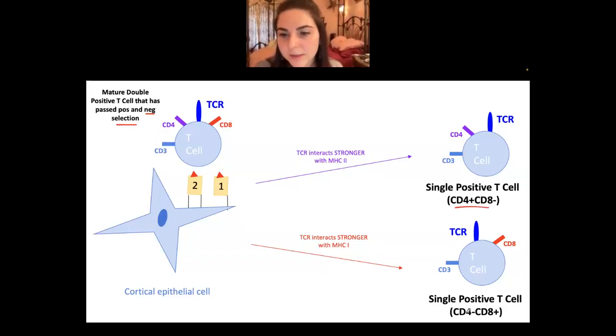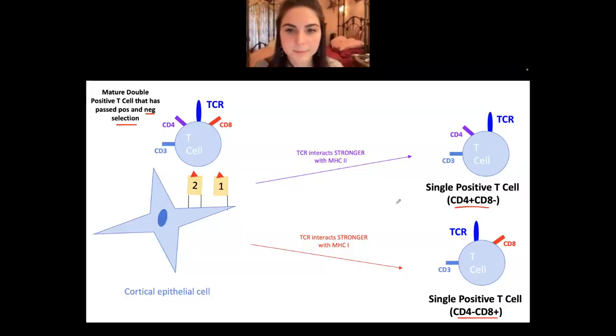And this is another way they could write it. So a single positive T cell that reacted better with MHC class 2 would be CD4 positive, CD8 negative. And if it's a T cell that reacted better with MHC class 1, it'll be CD4 negative, CD8 positive.